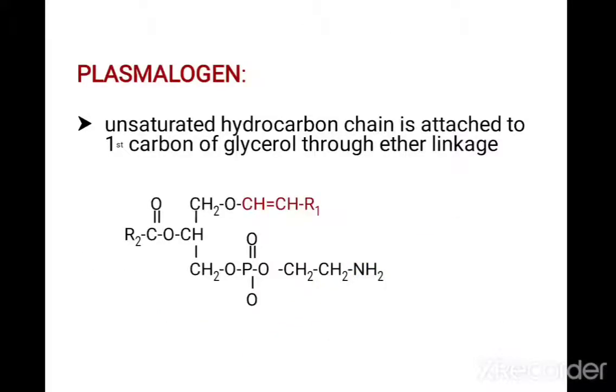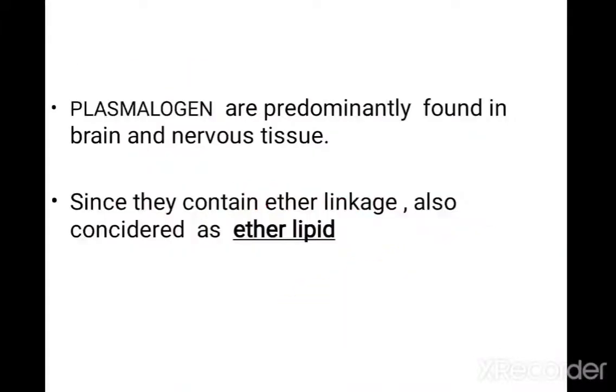There is one short answer question, that is plasmalogen. So what is the structure of plasmalogen? They contain glycerol unit, and in glycerol unit, the hydroxyl group of the first carbon is attached with an unsaturated hydrocarbon chain. So instead of ester linkage, they have ether linkage. So the first carbon of the glycerol unit has an ether linkage. Hence, this plasmalogen is also known as ether lipid. And these plasmalogens are predominantly present in nervous tissues.